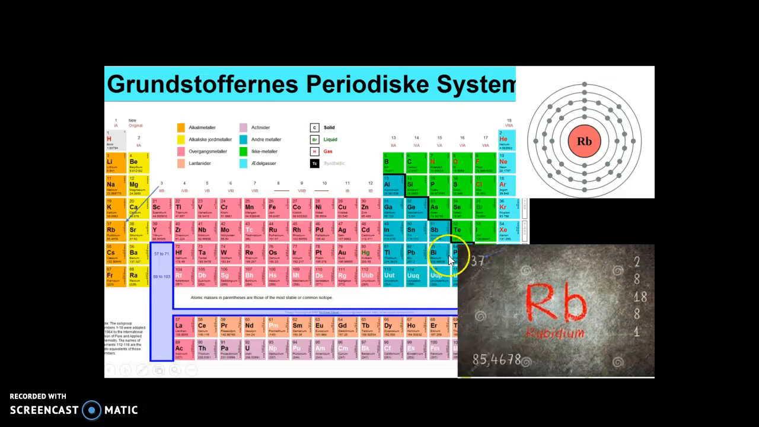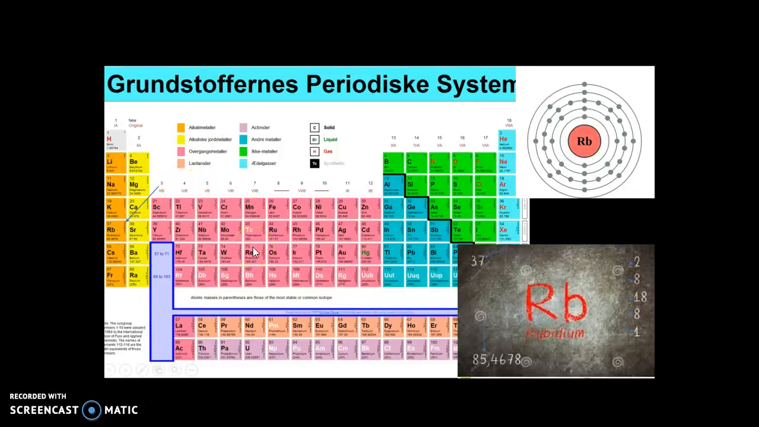It has 5 shells, as I said, and in the innermost shell there are 2 electrons. In the second shell there are 8 electrons. In the third shell there are 18 electrons. In the fourth shell there are 8 electrons, and in the outermost shell we have 1 electron. And as an alkali metal, it wants to lose this 1 electron to get 8 in the outer shell, like all the other alkali metals. Because it is a metal, it wants to lose it. But it has 1 electron in the outer shell because it is an alkali metal.